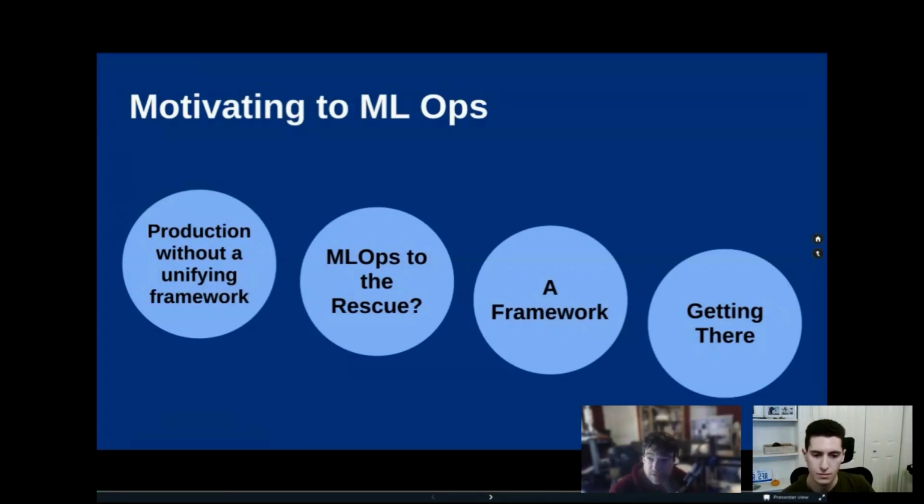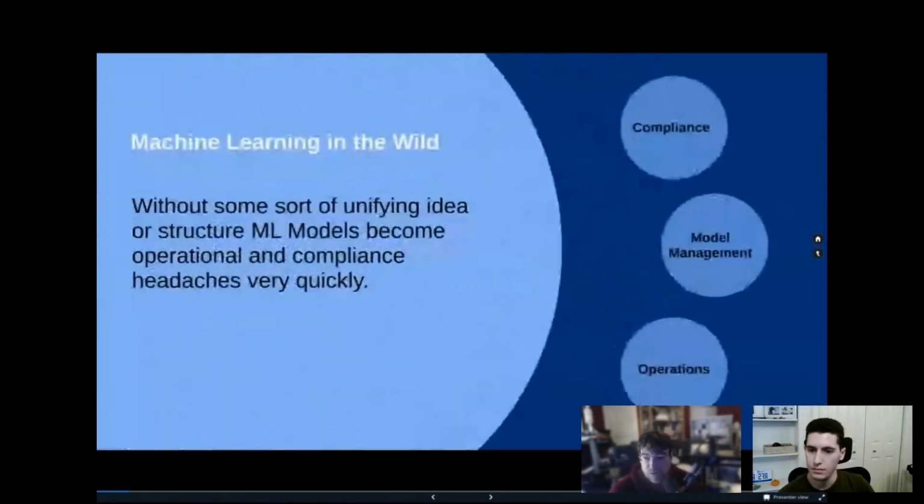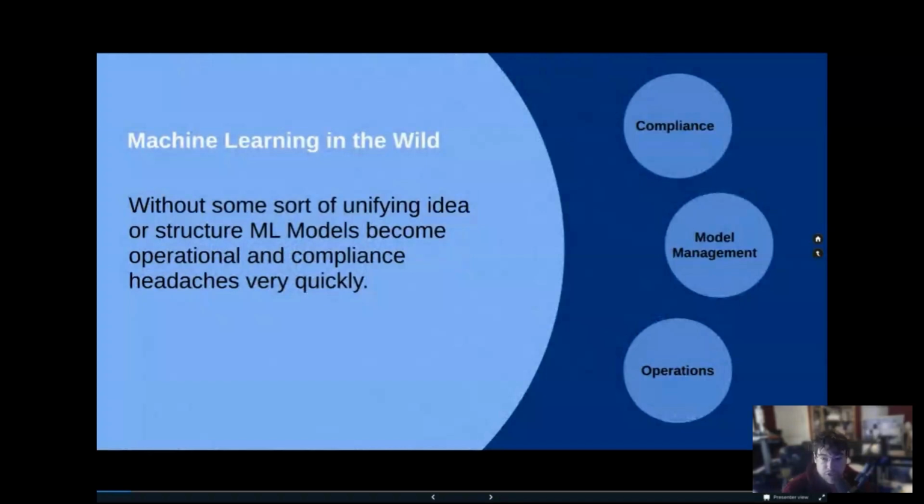So with that, let's get started here. Machine learning in the wild, and really this is not just machine learning. This is any sort of complex analytic system. So it's also applicable to non-machine learning systems, like standard statistical learning, in that without some sort of unifying idea, it becomes an operational and compliance headache from the production side. The other caveat here is I'm going to be focusing a lot on the production side and very little on how to train a model. There's tons and tons of resources for how to do model training effectively, so we're not going to focus there.